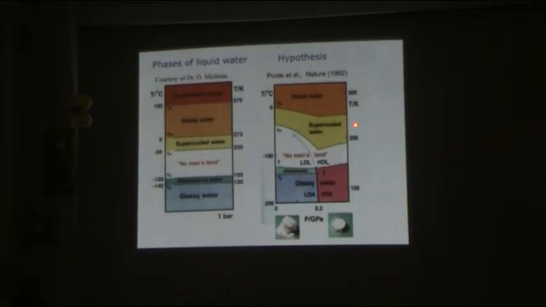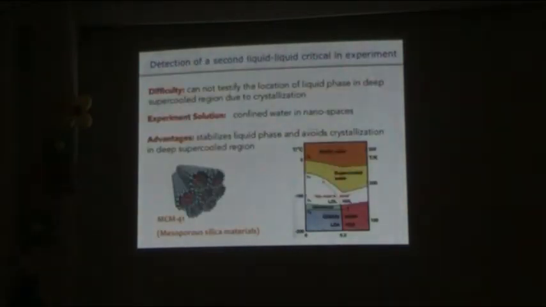After that, a lot of people, from experiment, theory, and computation, wanted to look at whether this critical point exists or not. The question is, this critical point is located in a no man's land region. So it's below the melting line. It's deep below the melting line. That's why it's really difficult to detect in terms of liquid phase.